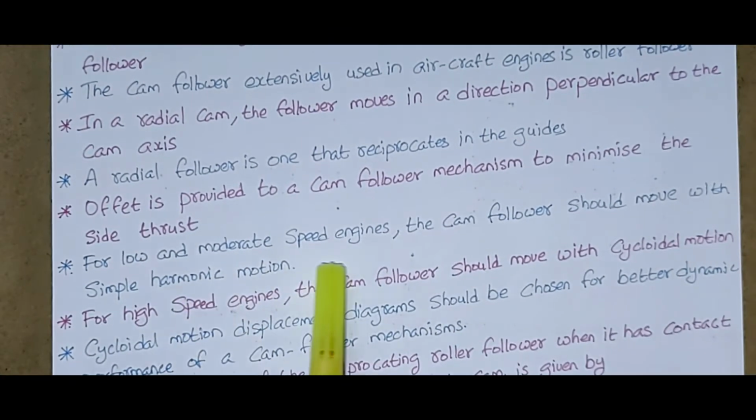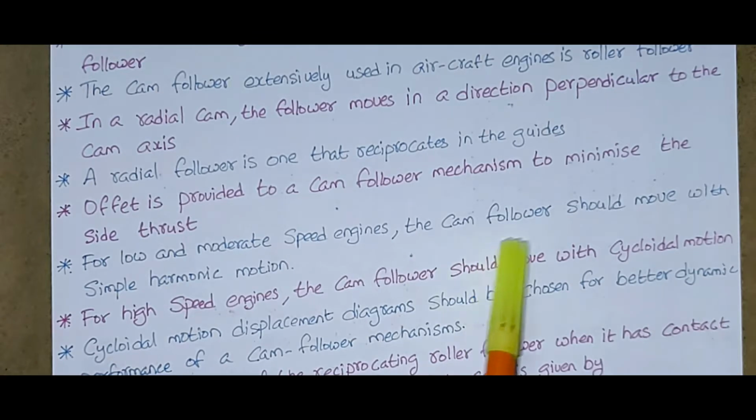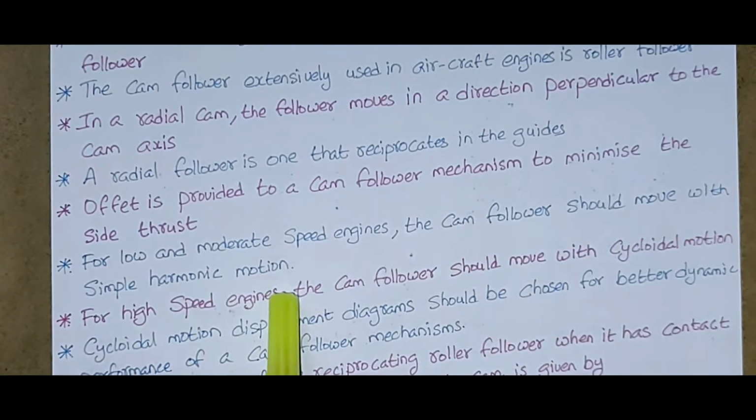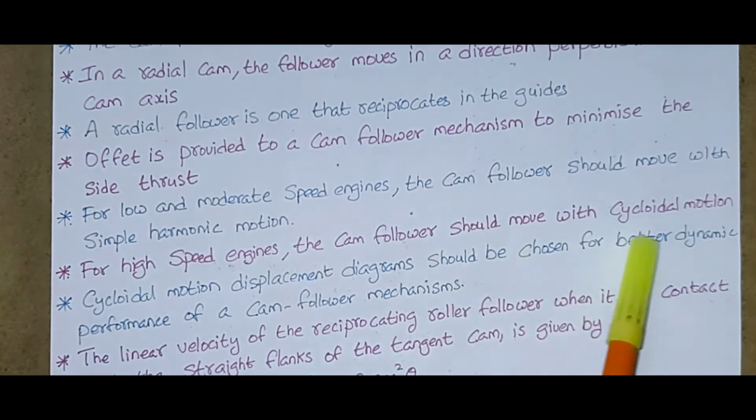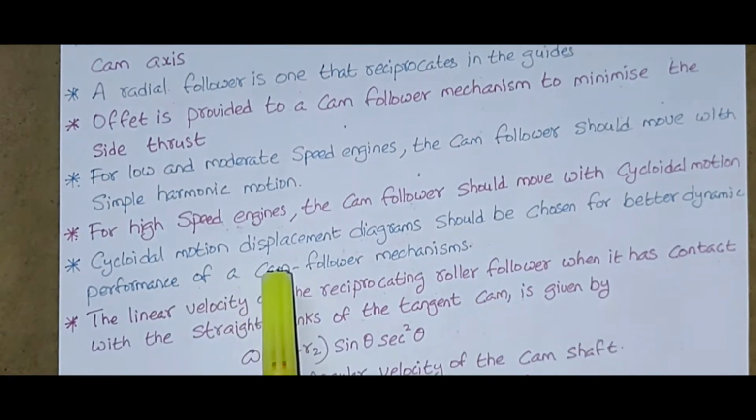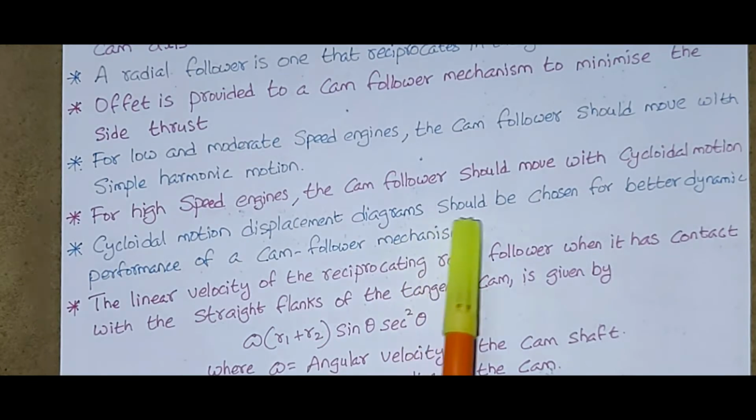For low and moderate speed engines, the cam follower should move with simple harmonic motion. For high speed engines, the cam follower should move with cycloidal motion. Cycloidal motion displacement diagram should be chosen for better dynamic performance of a cam follower mechanism.